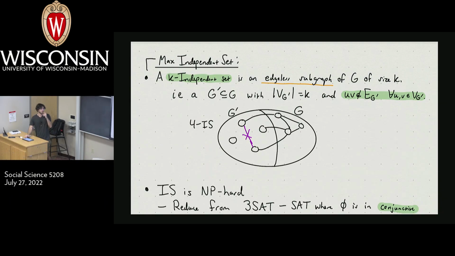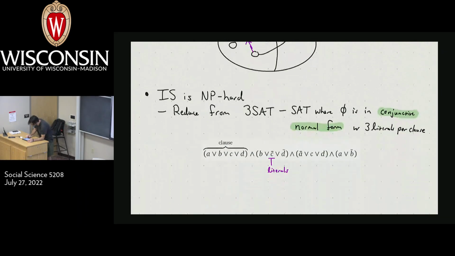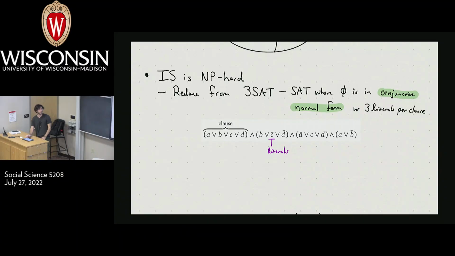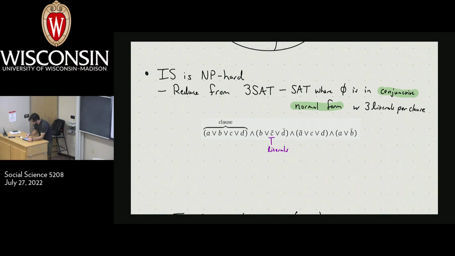You might remember we solved this using DP for trees, but now this is the general case. It doesn't have to be a tree. There could be cycles. And so let's prove it's actually hard. Independent set is NP-hard. And the way we're going to do this is by reducing from 3-SAT.